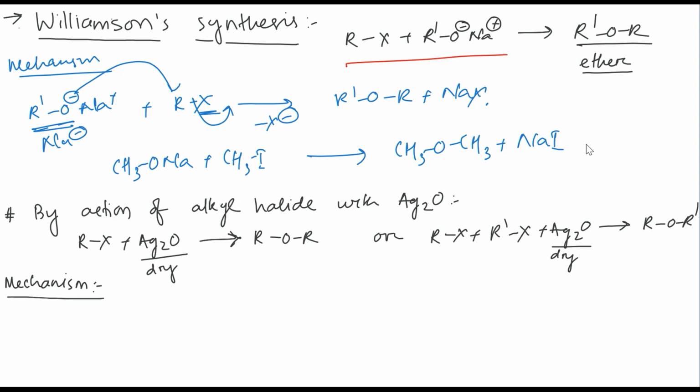Next, from alkyl halide, there are two methods of preparation of ether. One using Williamson synthesis and another using silver oxide, or dry silver oxide. So the mechanism for this reaction will be: this RX reacts with Ag2O to form ROR. If there are two different RX, or two alkyl halides, there will be ROR'. So the mechanism will be, first of all, this RX will react with Ag2O.